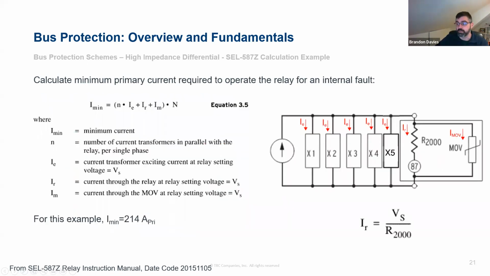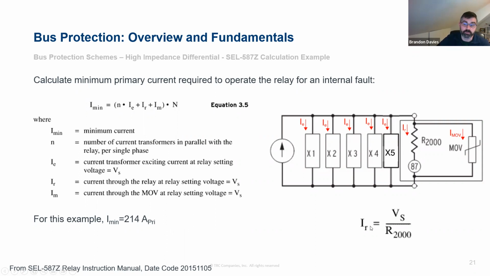So the last thing we can do once we've validated our setting like that is calculate the minimum current for this scheme to pick up. And I've got a figure over here showing the example. We've got all these excitation current branches here. We've got the current through the relay, and then we've got some amount of current that's going to be going through our MOV, and there are curves that would provide that info.